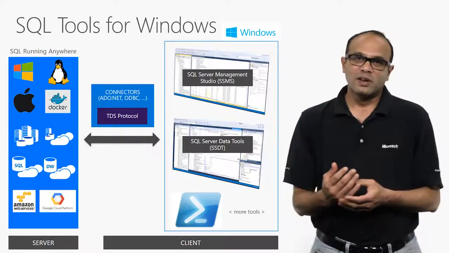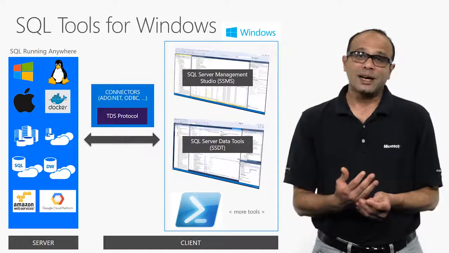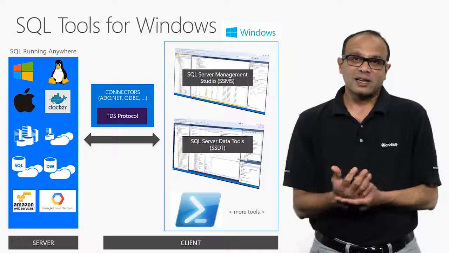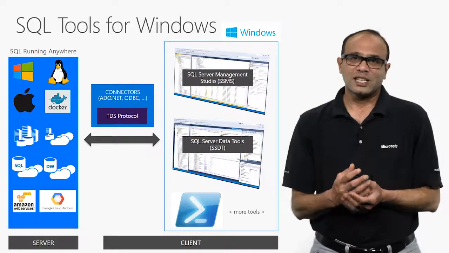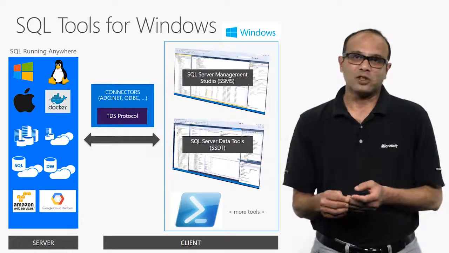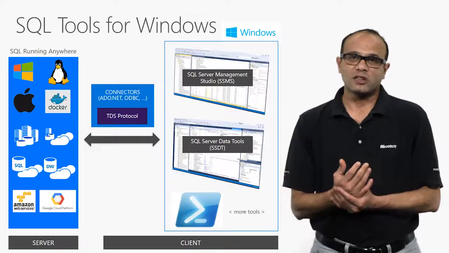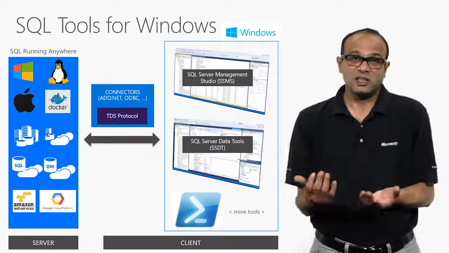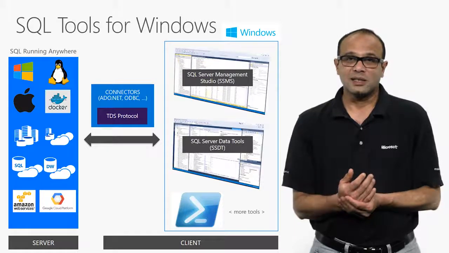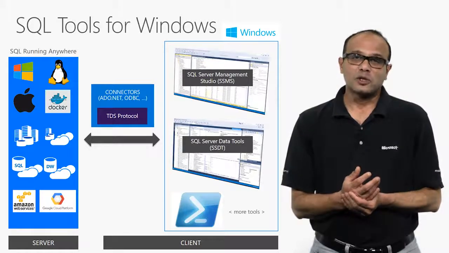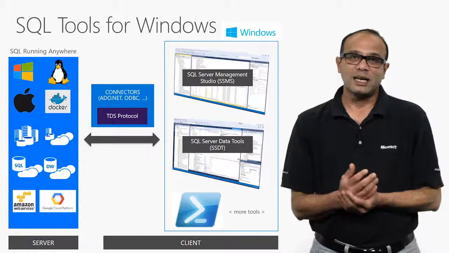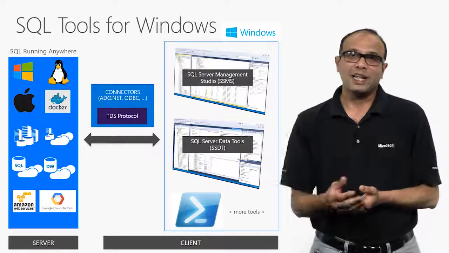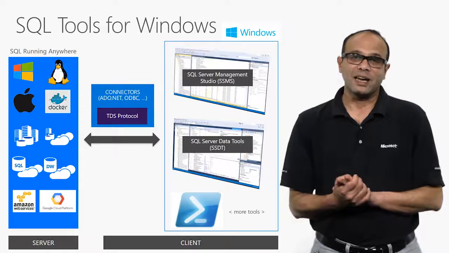Now, client applications of all kinds essentially connect to SQL running anywhere via a connector, also known as a driver, which internally uses the tabular data stream protocol, the TDS protocol, to actually talk to SQL. We have connectors for several different languages. For example, we have the ADO.NET libraries for C#, we have the JDBC drivers for Java, and so on and so forth. Our client tools are essentially applications which use the same connectors. For example, our flagship tools on Windows, SSMS, SSDT, and PowerShell, use the ADO.NET API libraries to interact with SQL running anywhere.